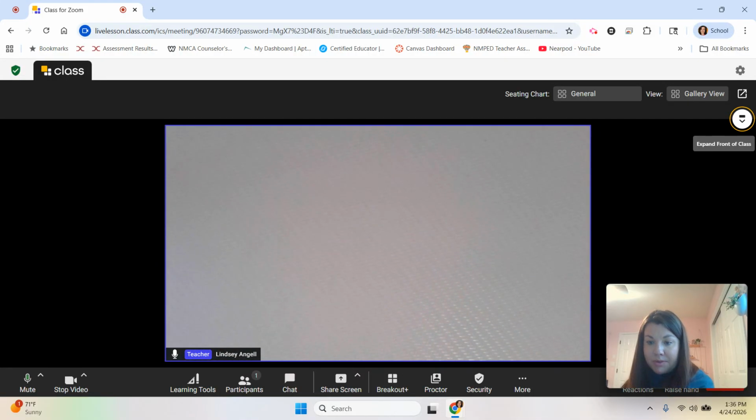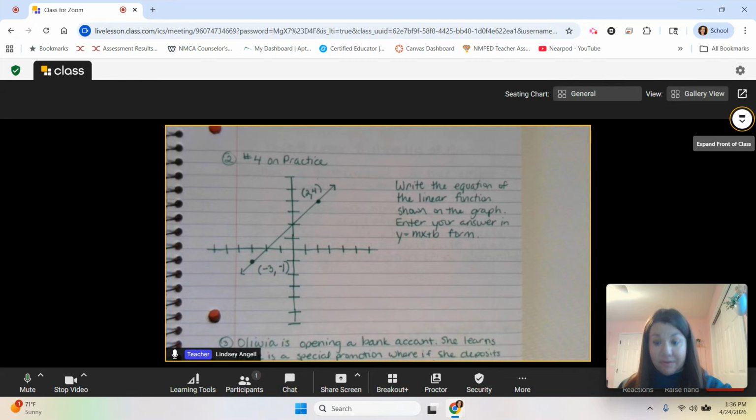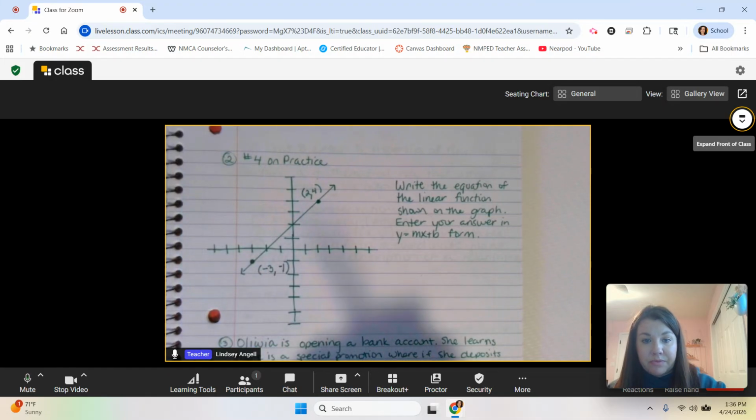This next problem, oh my goodness, we were already given the graph. I'm getting tongue-tied. This is number 4 on your practice. So we were already given the graph, looks like this, and then it says write the equation of the linear function shown on the graph. Enter your answer in y equals mx plus b form.